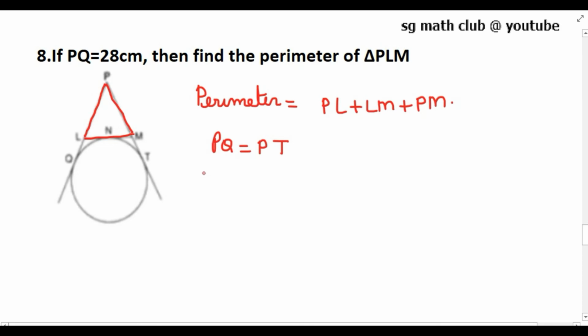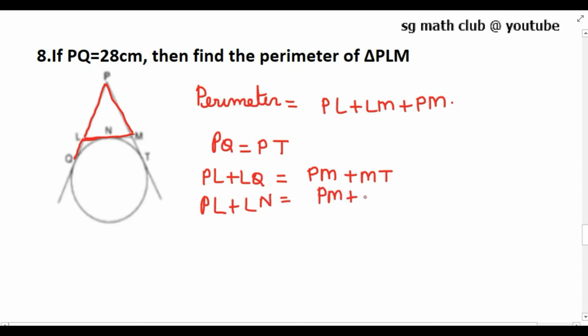Now PQ is nothing but PL plus LQ and PT is nothing but PM plus MT. Again, if you consider L as an external point, LQ and LN both are same because tangents drawn from the external point to a circle are same. So I am going to replace LQ as LN, and the same way MT I can replace as MN.